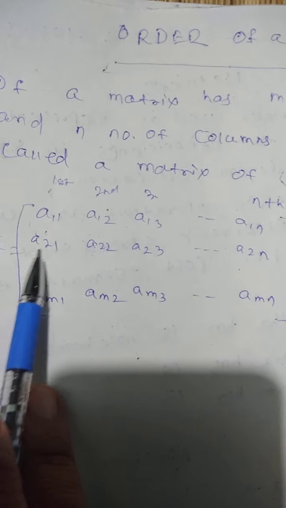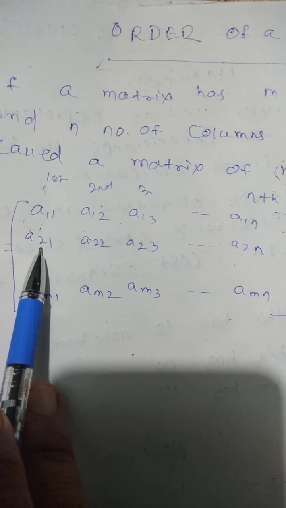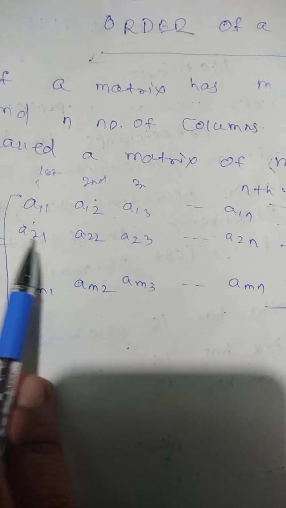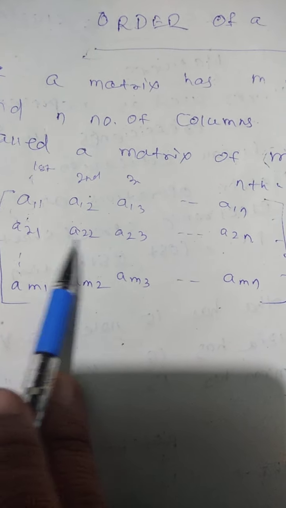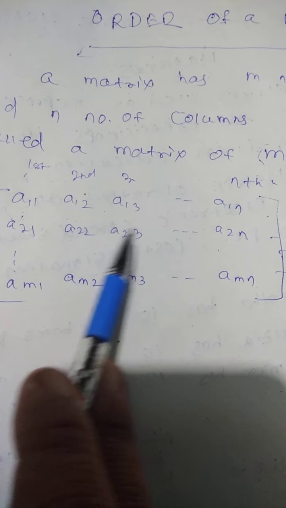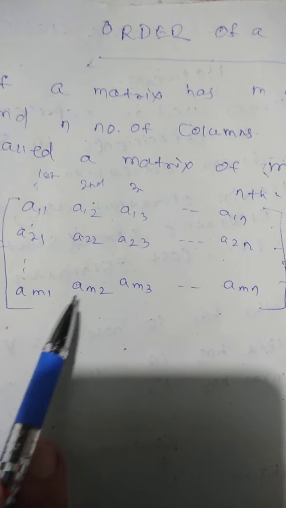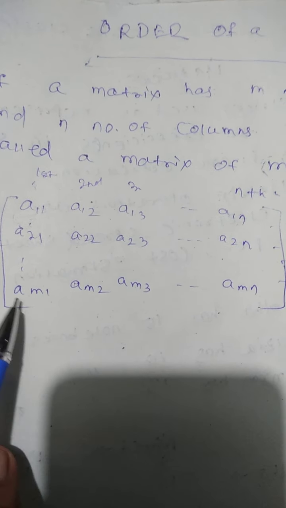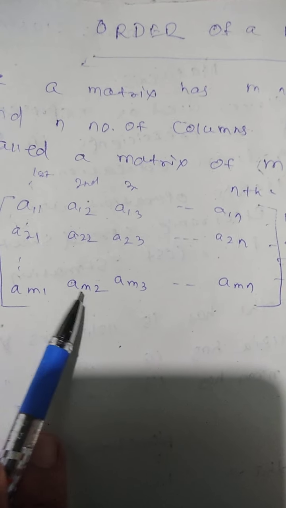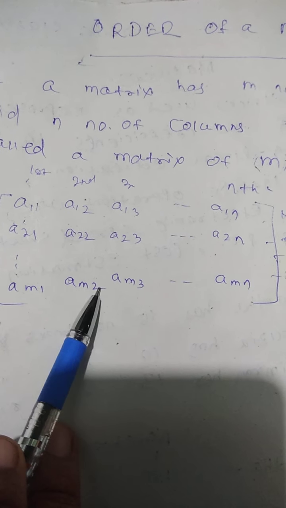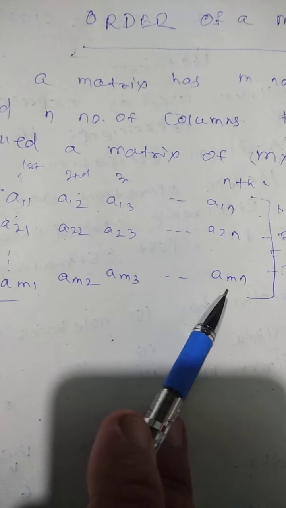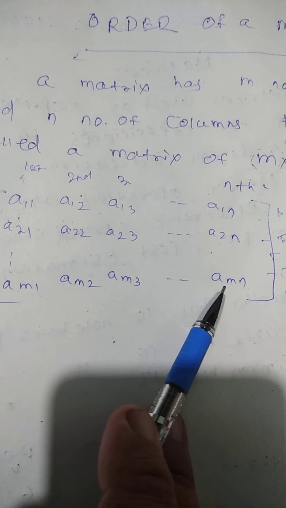This is A21, the element of the second row with the first column. A22, second row, second column. A23, second row, third column, and so on. This is exactly AM1, which means mth row, first column. AM2 means mth row, second column. Exactly AMN means the element of the mth row with the nth column.